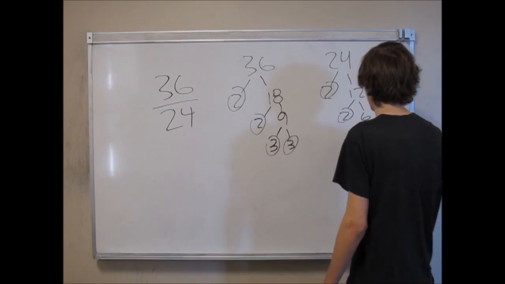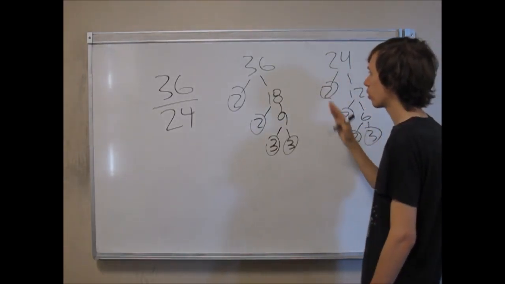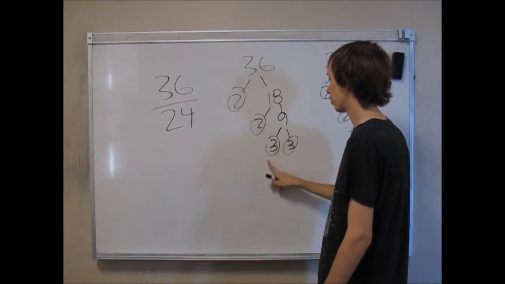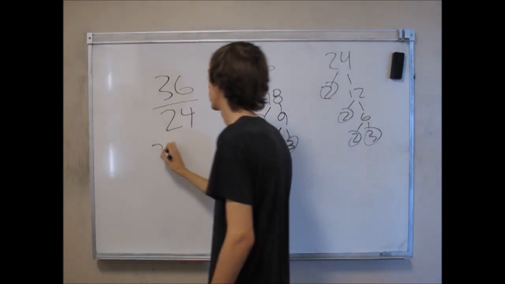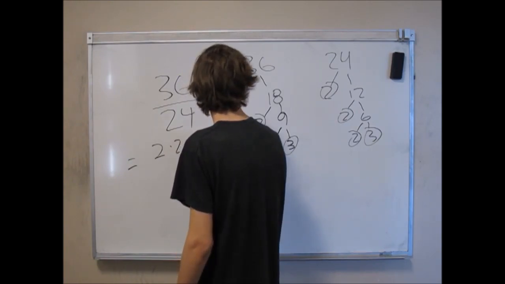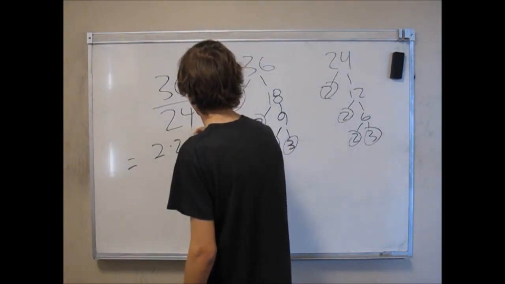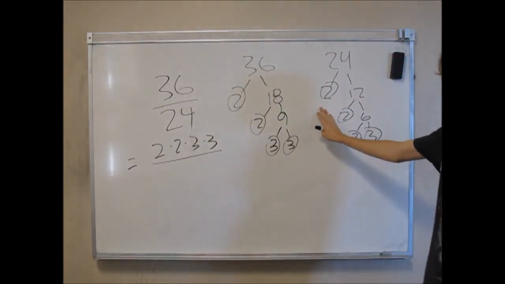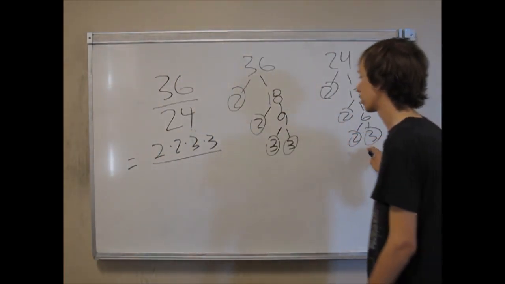And that's the prime factorization of that number. So basically once you're done with this, we can rewrite 36 as 2 times 2 times 3 times 3. So I'll do that right here. 2 times 2 times 3 times 3, right? And then the 24 I can rewrite as 2 times 2 times 2 times 3.